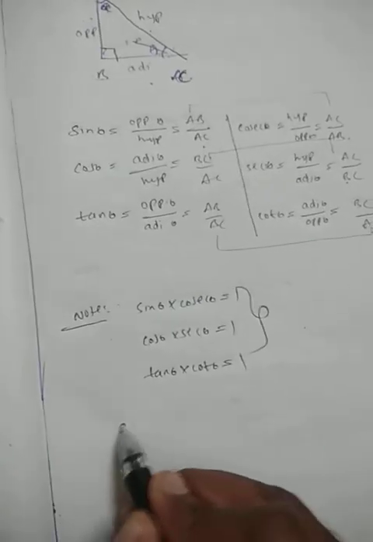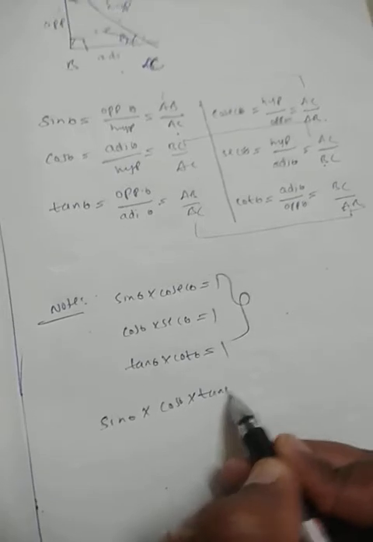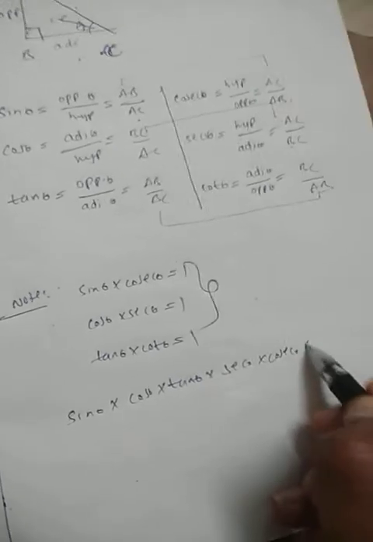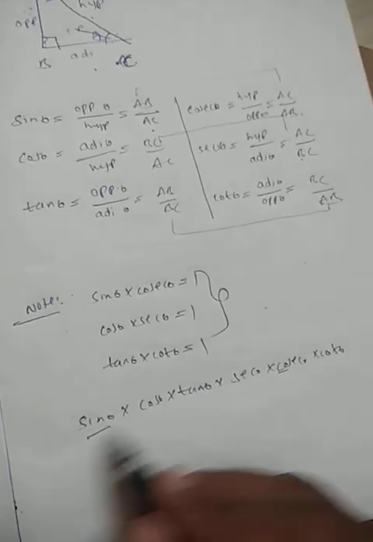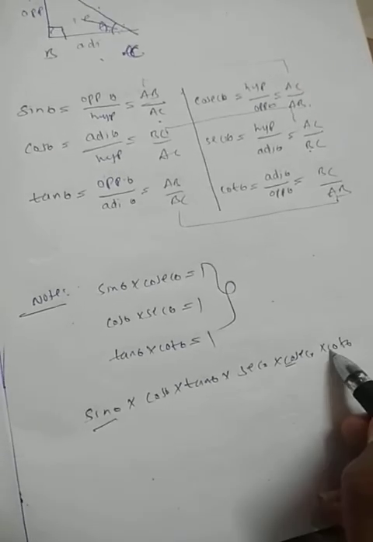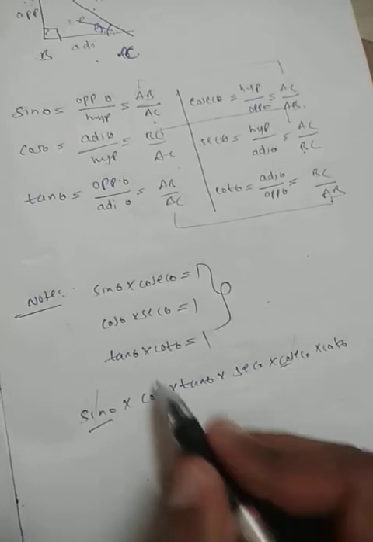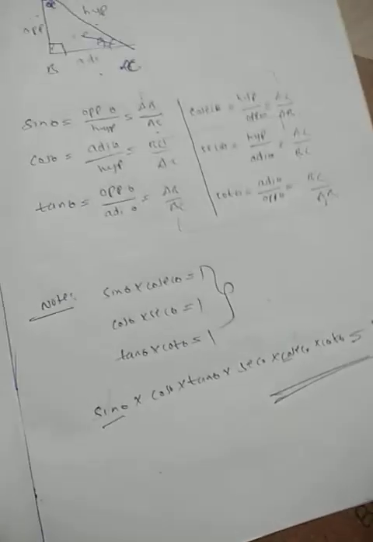If someone asked what is the value of sin theta into cos theta into tan theta into sec theta into cosec theta into cot theta, then what is the value of this? See, wherever sin theta and cosec theta might be, we can take it as a product only, since we have the product symbol in between all the ratios. Sin theta, cosec theta, cos theta, sec theta, tan theta, cot theta, the product will be equal to 1.